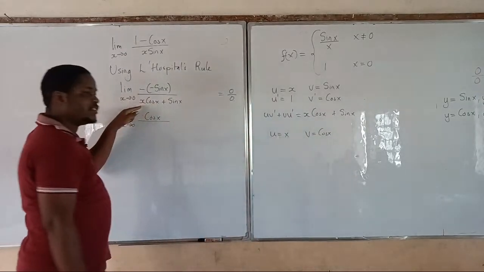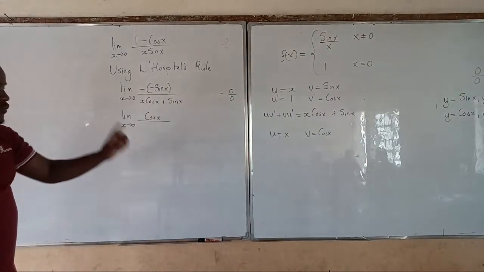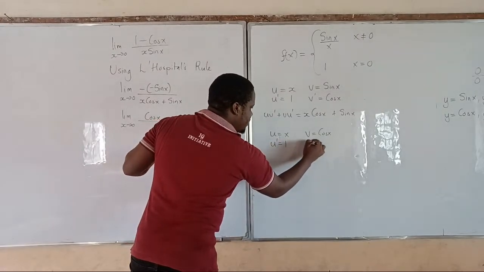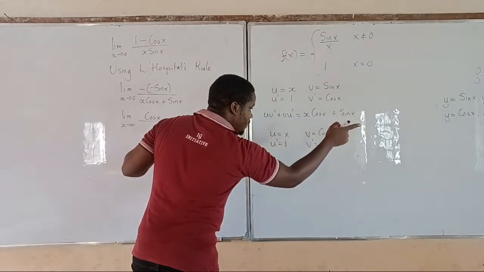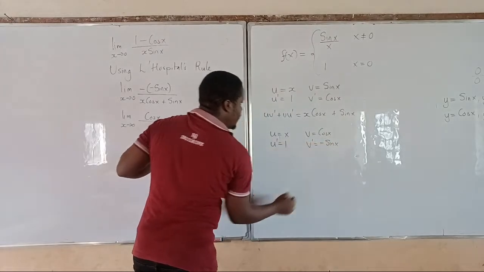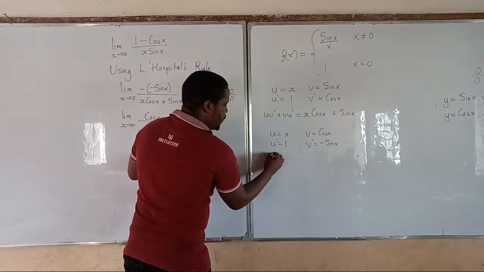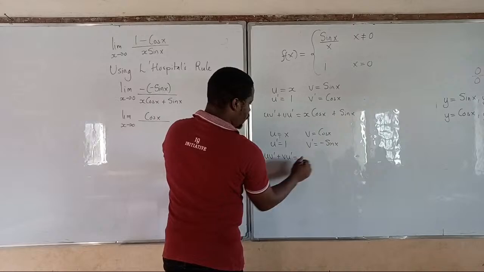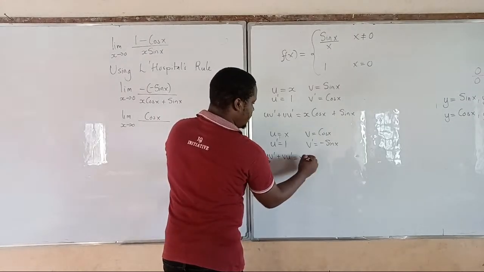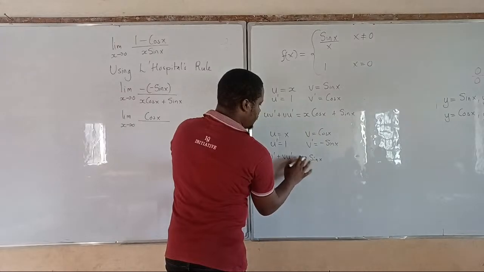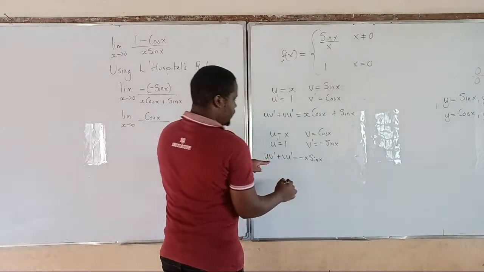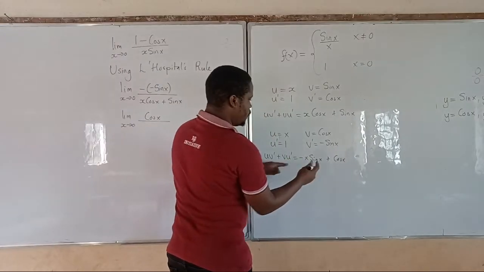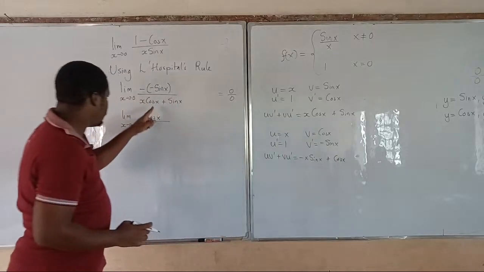As long as two functions are multiplying and you want to differentiate, you have to use the product rule. So what's the derivative here? 1. What's the derivative of cos? Negative sine. Now the formula is still the same one, which is uv prime plus vu prime. So what is u? x. What is v prime? Negative sine. Let's put a negative here. What is v? Cos. What is u prime? It's just a 1.